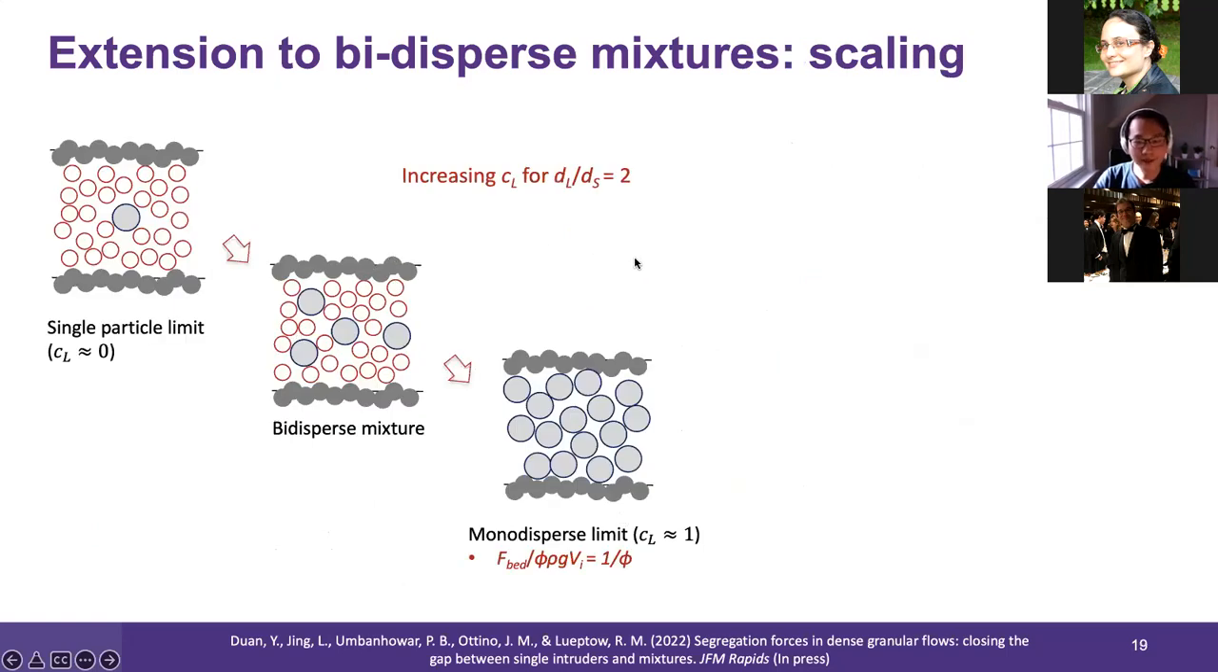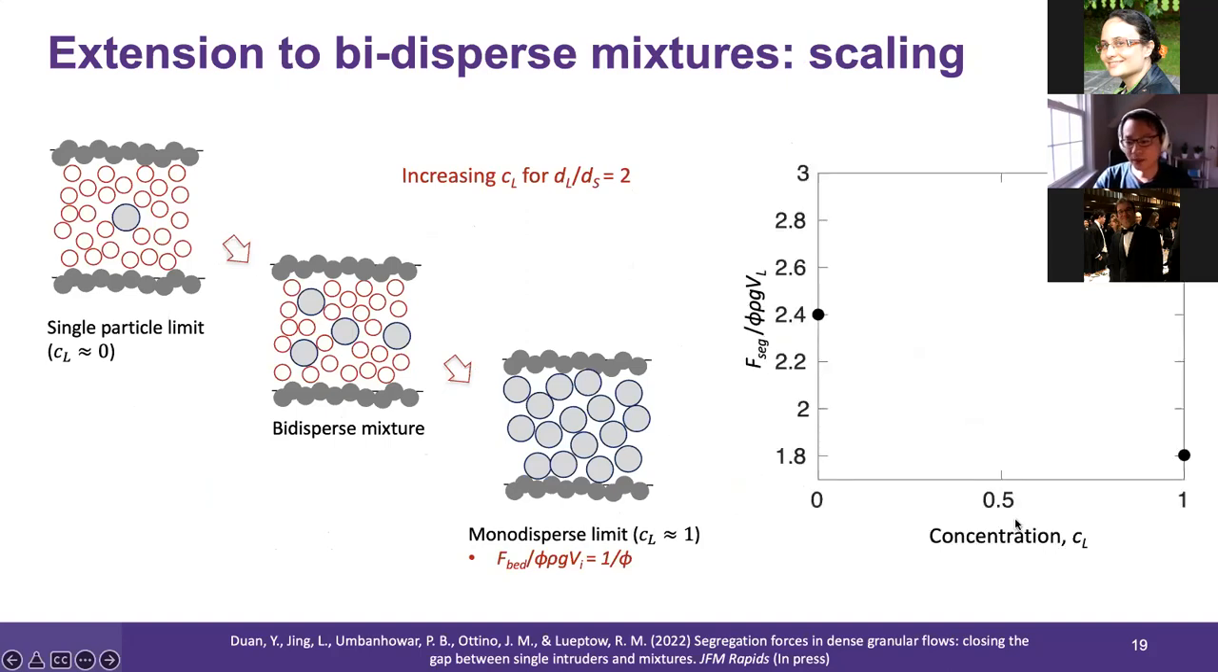And then, for example, with size ratio equals 2, we can continuously increase the concentration of large particles, go from the single intruder limit to a binary mixture to another monodisperse limit. And then we can plot the results against concentration. And here we already have 2 limiting cases. One is the single intruder case that we just measured. The other one is a monodisperse limit where the force is simply balanced by the weight.